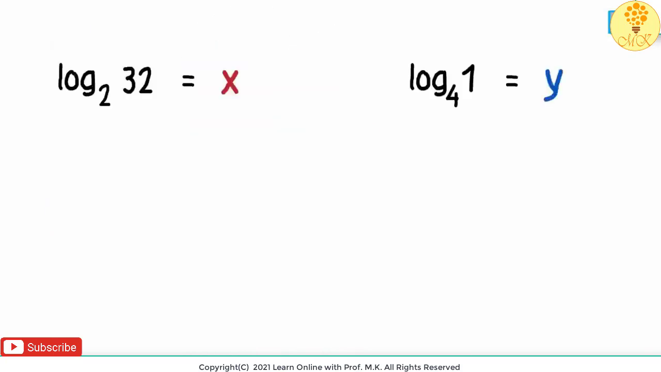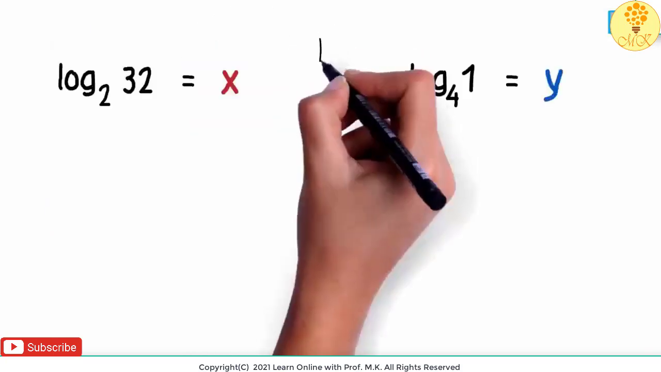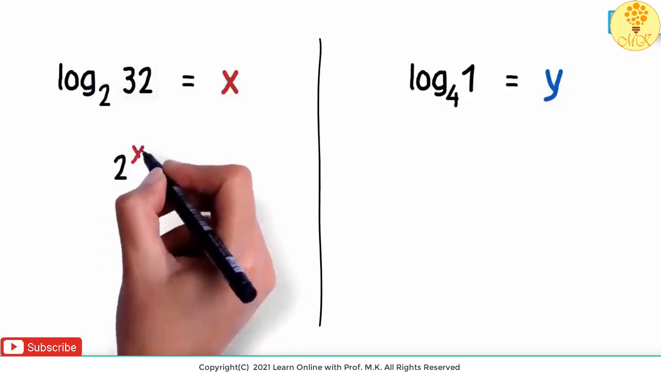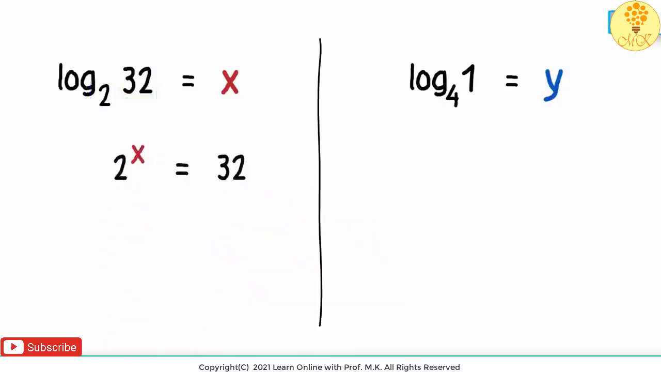Let me give you 2 more examples. I want you to pause the video and find the values x and y. So how did you write the first equation in exponential form? 2 raised to what gives us 32? 2 raised to the power x gives us 32. And we know that 2 raised to 5 equals 32. The value of x is 5.